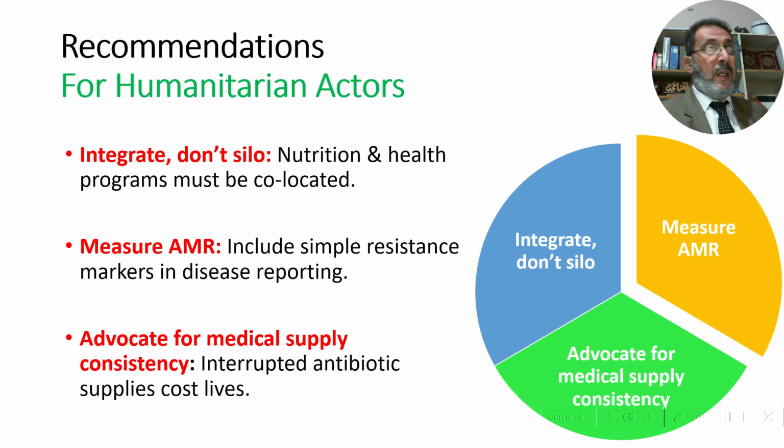Finally, we get to the recommendations for humanitarian actors. We have to integrate nutrition and health programs, which must be co-located, meaning that they should be nearby. Measure AMR with a method to include a database and network to monitor the AMR emergence and levels in the Gaza Strip. Also, we have to advocate for medical supply consistency. Interrupted antibiotic supply costs lives.